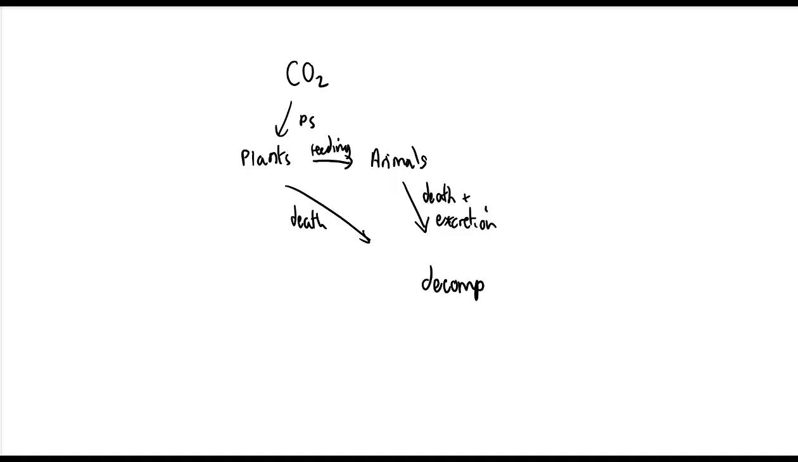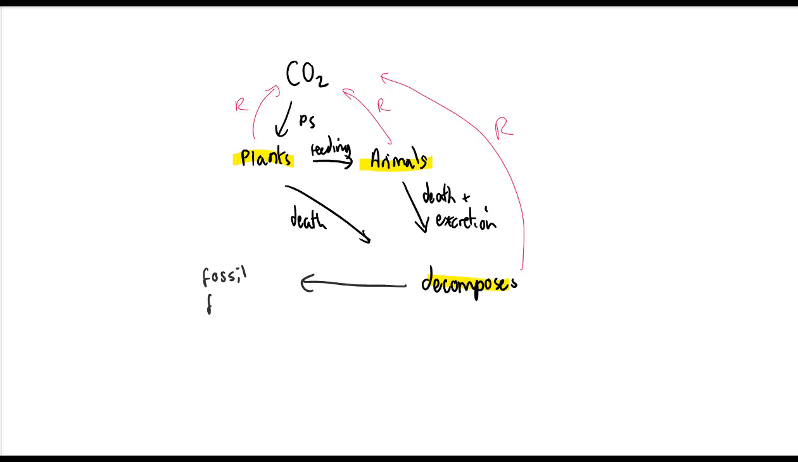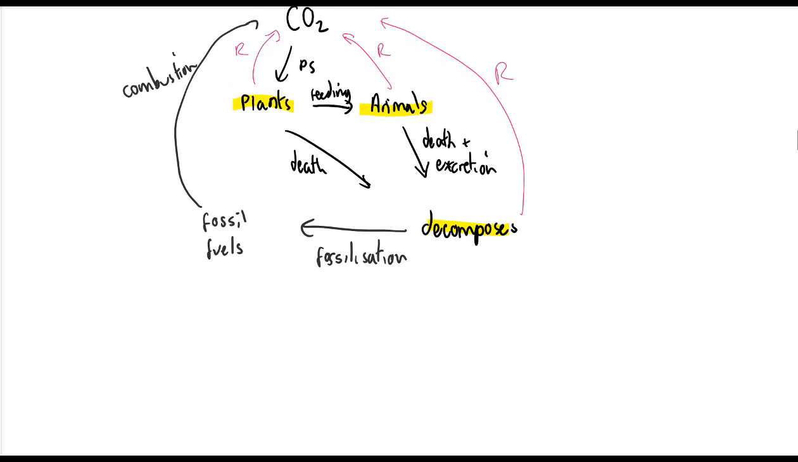This dead material goes to decomposers, and at 3 stages here we have got living organisms, so that means that respiration must take place, because otherwise those organisms would die. Then some of the dead material doesn't decompose, instead it produces fossil fuels in the process of fossilization. Fossil fuels can be burnt in the process of combustion, and that's the carbon cycle.